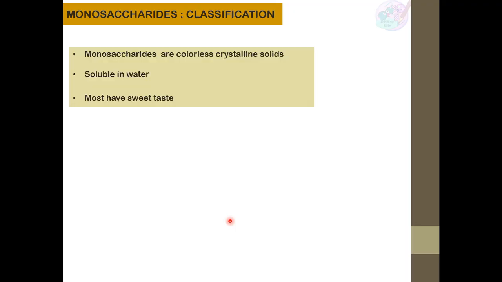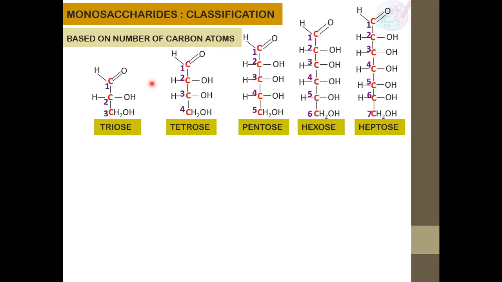Now we'll see the classification of monosaccharides. Let's first see what these monosaccharides are. Monosaccharides are colorless crystalline solids and they are soluble in water. Most of them have a sweet taste. Not all of them, but most of them. They are classified on the basis of the number of carbon atoms present in their backbone. These are between 3 to 7.